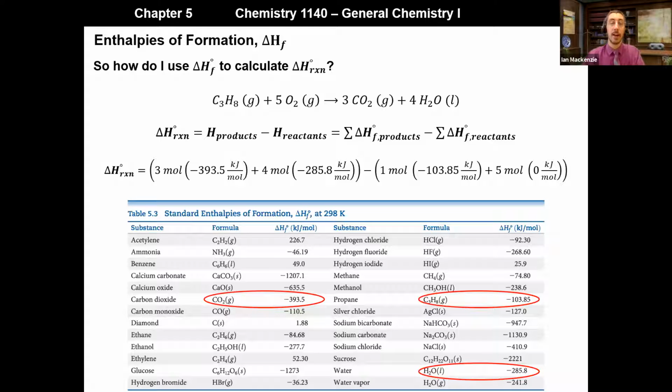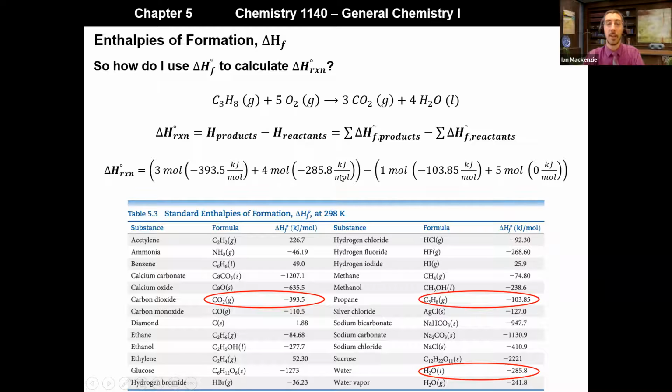So I can take these values then and plug them in. So on the product side, I have in the equation 3 moles of CO2. So times the heat of formation in kilojoules per mole, that will get me the total amount of enthalpy coming from CO2.